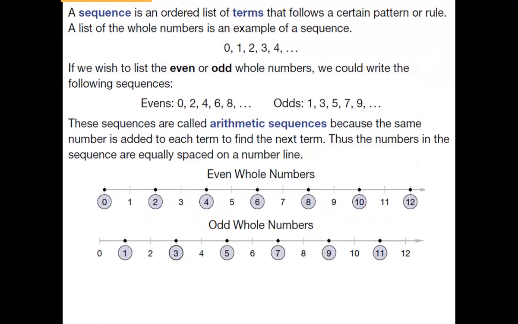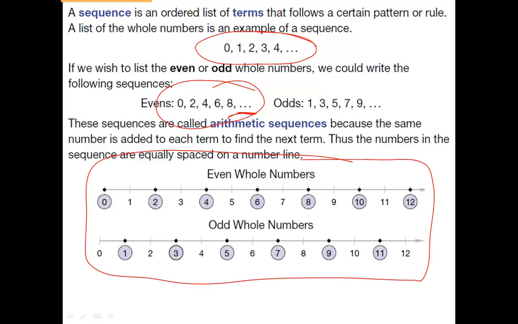A sequence is an ordered list of terms that follow a certain pattern or a rule. A list of whole numbers is an example of a sequence. If we wish to list the even or odd numbers, we could do the same thing. Right? We use the ellipses to show that it would go on. These sequences are called arithmetic sequences because the same number is added to each term to find the next term. Thus, the numbers in the sequences are equally spaced on a number line, as you can see down here.